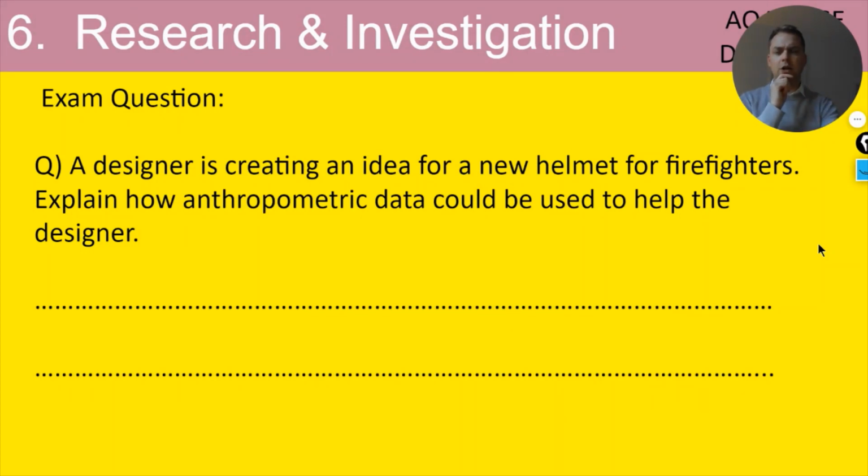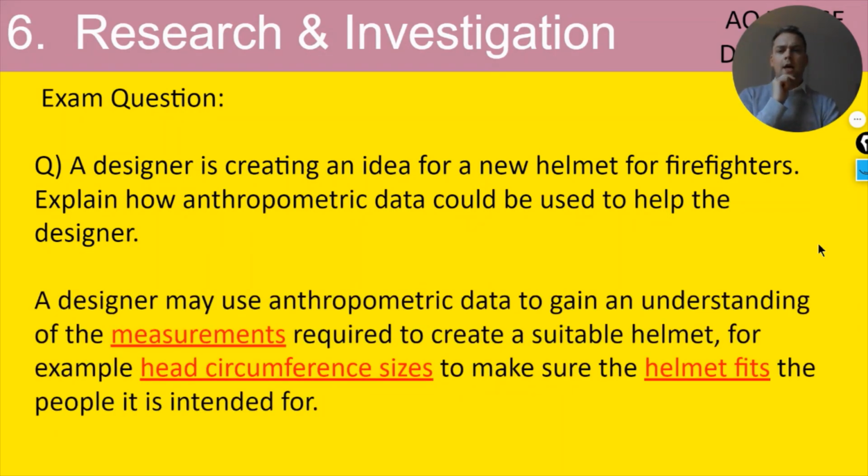So if we go ahead there and look at a modelled answer for this exam question, a designer may use anthropometric data to gain an understanding of the measurements required to create a suitable helmet. For example, head circumference sizes to make sure the helmet fits the people it is intended for. And as normal, you'll see that key words that are going to gain you those marks are highlighted in red. Anthropometric data is measurements, okay? You're now going to give an example of where those measurements could be taken from in order to inform the design for a product that has been described, in this case, a new helmet.